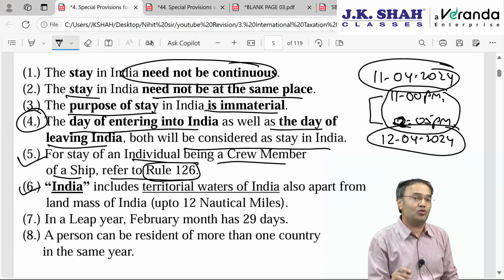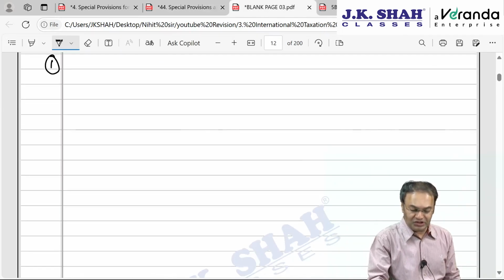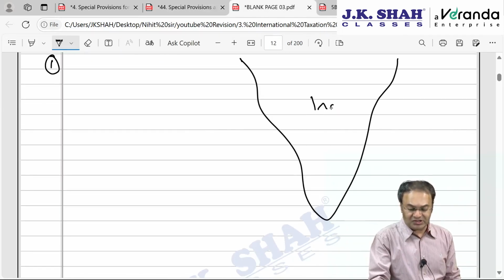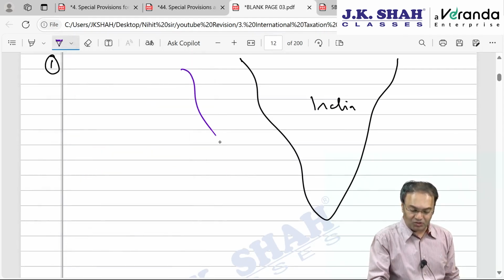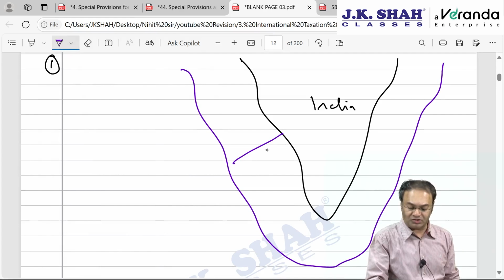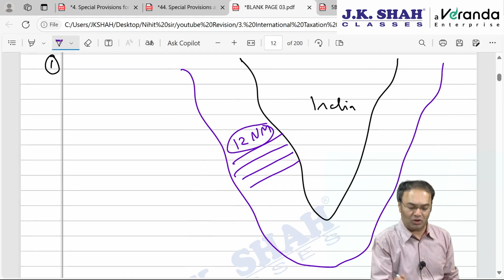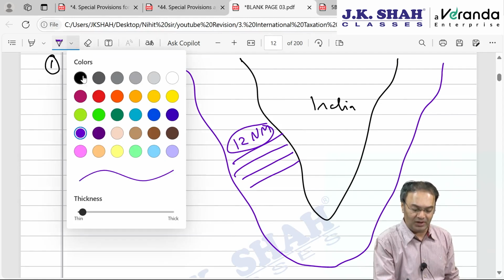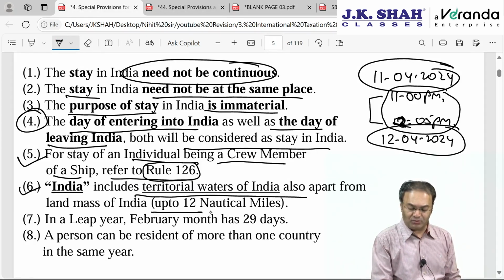India includes not only the land mass of India, India includes territorial waters of India also. Like for example, this is the land mass of India, this is definitely in India. If somebody is outside India but within the territorial waters, up to 12 nautical miles from the landmass of India, it will be considered Indian territorial water. That person will be deemed to be present in India. So India includes territorial waters apart from the landmass up to 12 nautical miles.